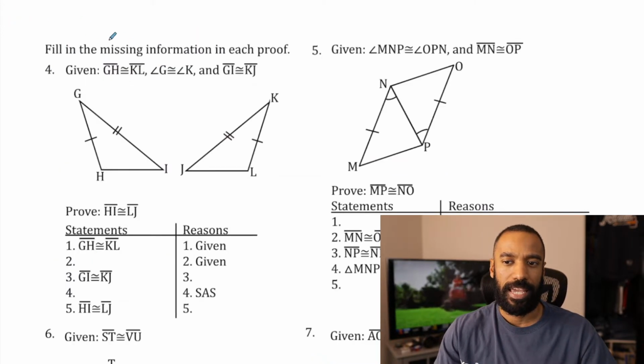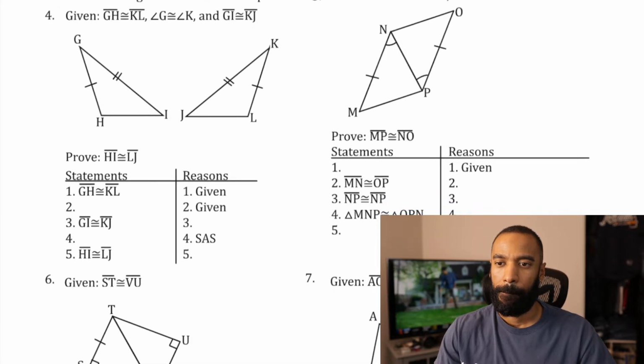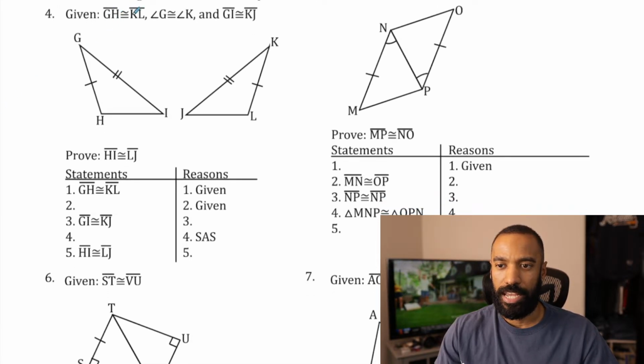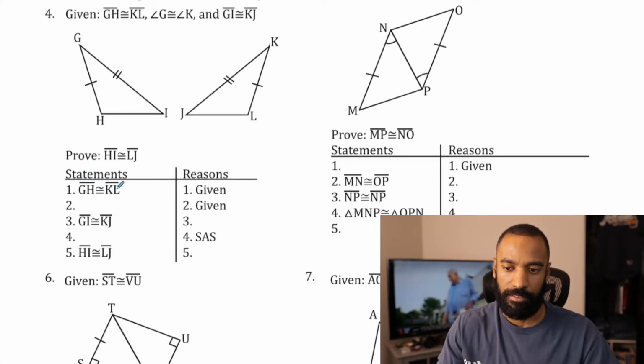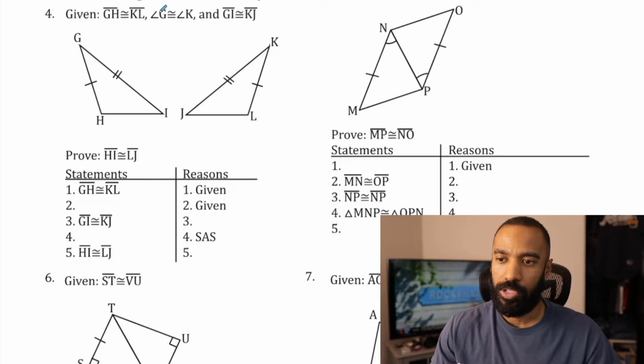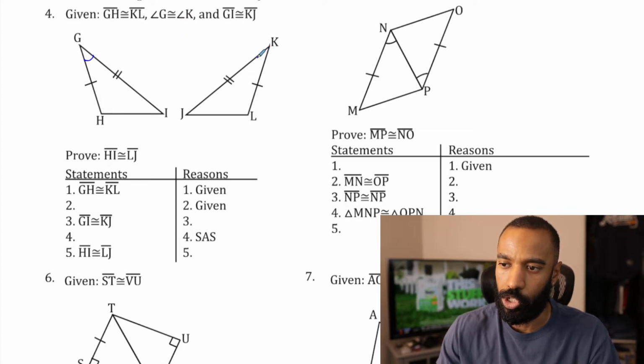But when they're separate, they have to give you a lot more for it to work out. Like this one, number 4. We're given that segment GH is congruent to segment KL. It is not only drawn, but we also have it written right there. And then we're also given that angle G is congruent to angle K. They didn't draw it for us, so let's go ahead and draw it there.